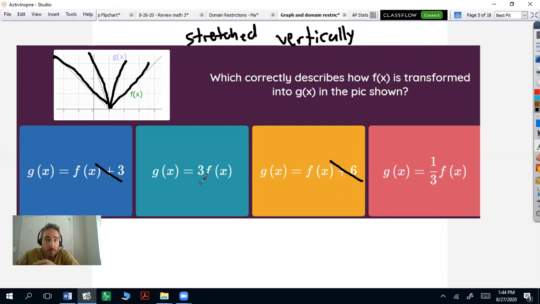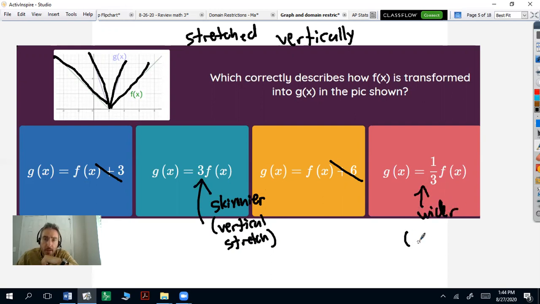So that's going to be what makes this skinnier, the 3. The 1/3 would flatten it. So this is going to be skinnier, aka stretched vertically. And if you put a 1/3 in front of it, it would be wider, and that would be compressed vertically.